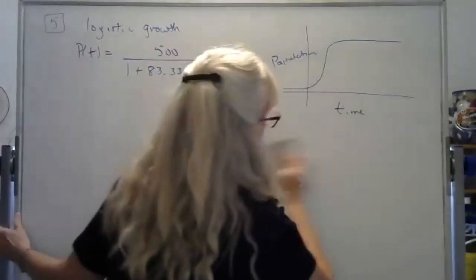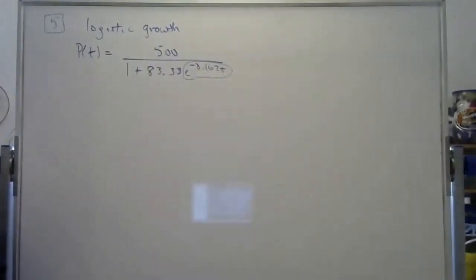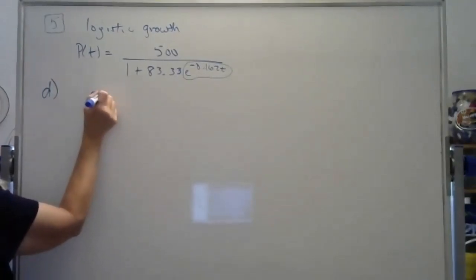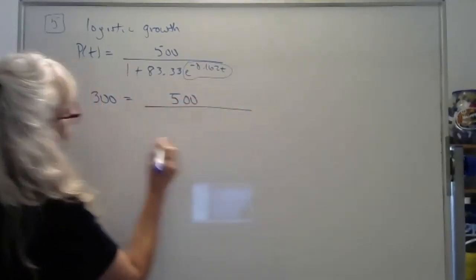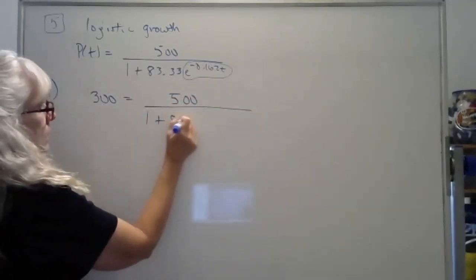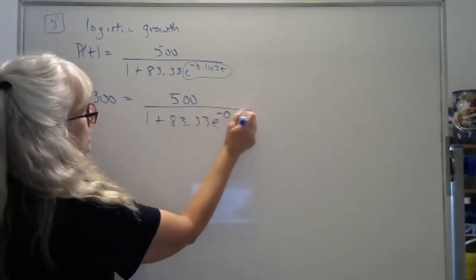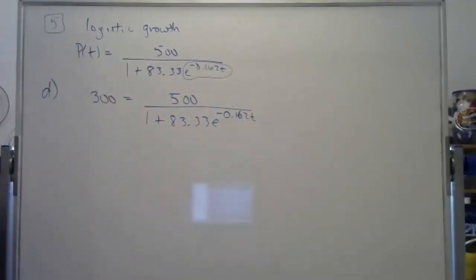Okay, part D now gets harder all of a sudden. We now need to solve for t. So part D is asking, when will the population be 300 eagles? So we're going to set 300 equal to 500 all over 1 plus 83.33 e to the negative 0.162 times t. And we have to solve this thing for time.